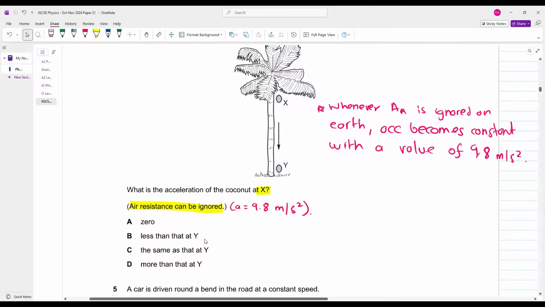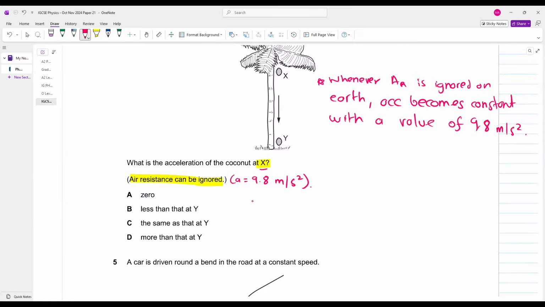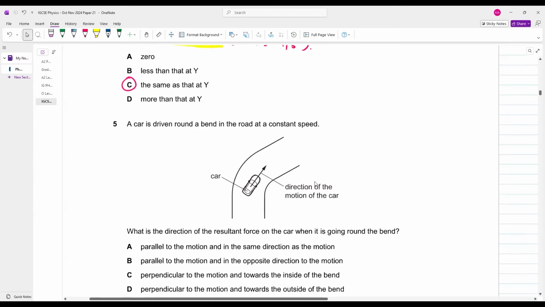So, what will be the acceleration at point X? The acceleration at point X will be 9.8 meters per second square. What will be the acceleration at Y? 9.8 meters per second square. The acceleration at X is the same as the acceleration at Y. C is your answer. Okay.